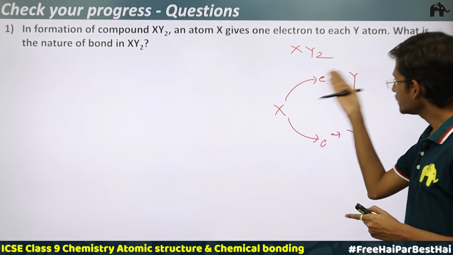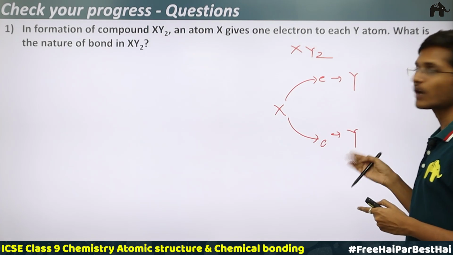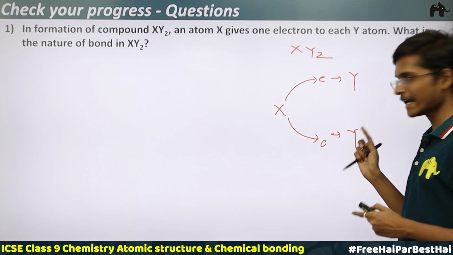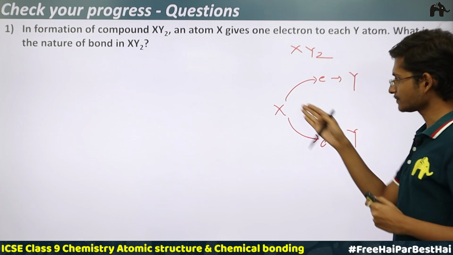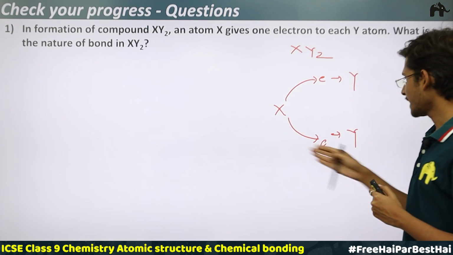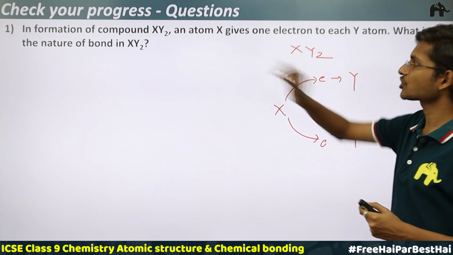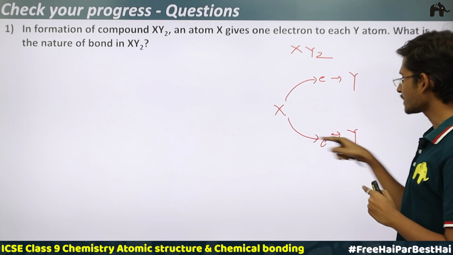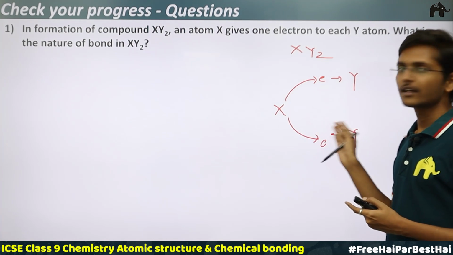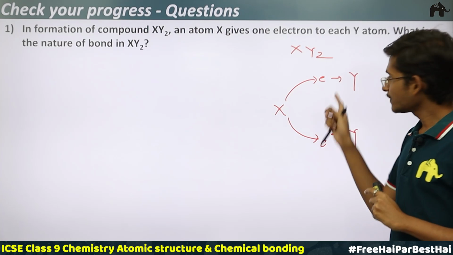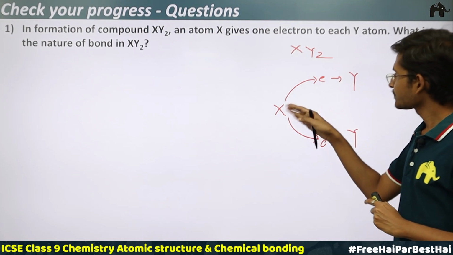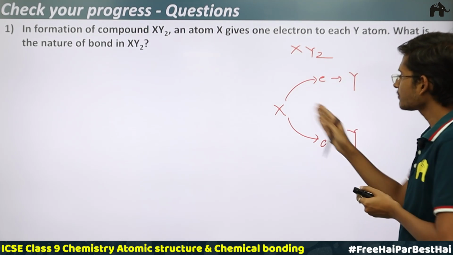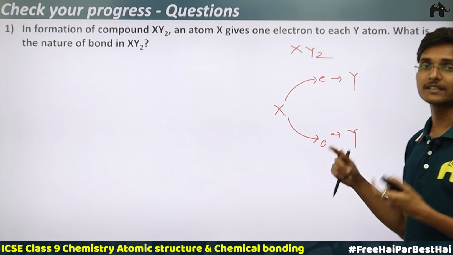So see here, atom X is giving 1 electron to each Y atom. So there is a loss of electron by X, gain of electron by Y atoms. So there is a transfer of electrons from one atom to another atom, and then the compound is formed. Whenever the formation of a compound involves transfer of electrons, it is an ionic compound, and we know the chemical bond formed by the transfer of electrons from one atom to another atom is an ionic bond.